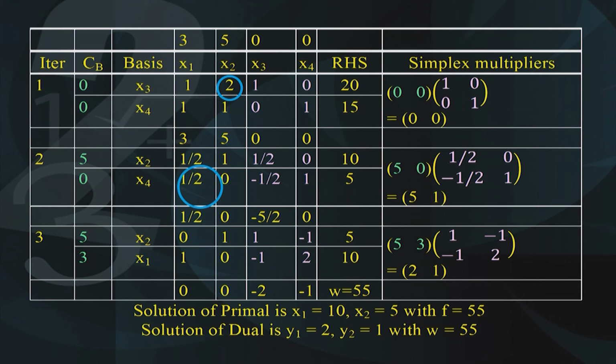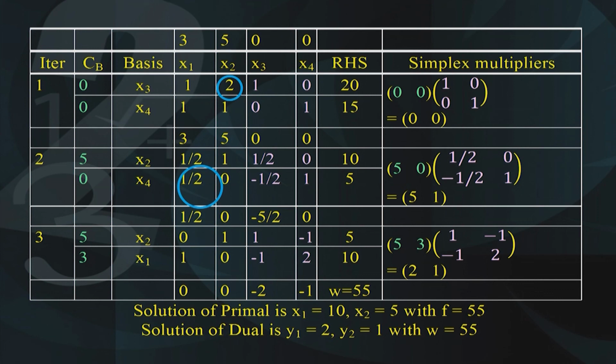Obviously, you know how to find out the pivot and perform the next iteration, so I am not talking about that. At the moment, I am just talking about the simplex multipliers, and at each iteration, we want to look at the behavior of the simplex multipliers. So, the last column is showing the simplex multipliers. Next, in the third iteration, the coefficients of the basis in the objective function are 5, 3, and this 5, 3 is multiplied by the matrix 1, minus 1, minus 1, 2, and the simplex multipliers come out to be 2, 1.